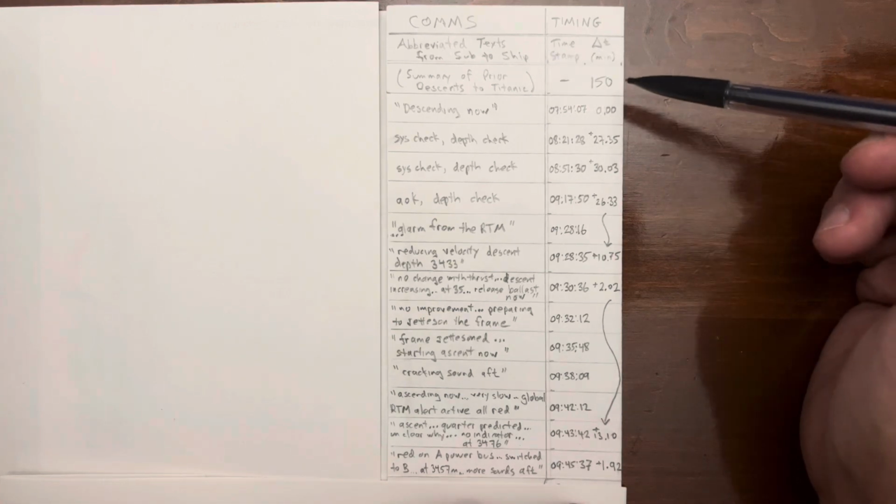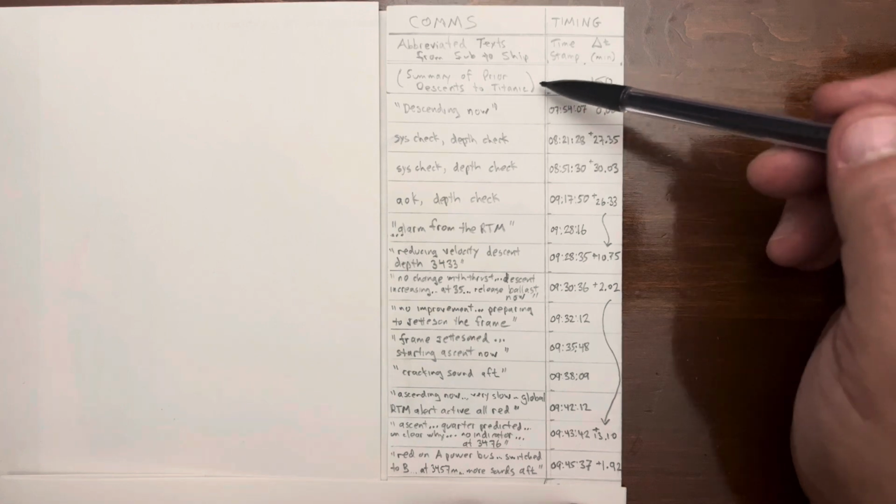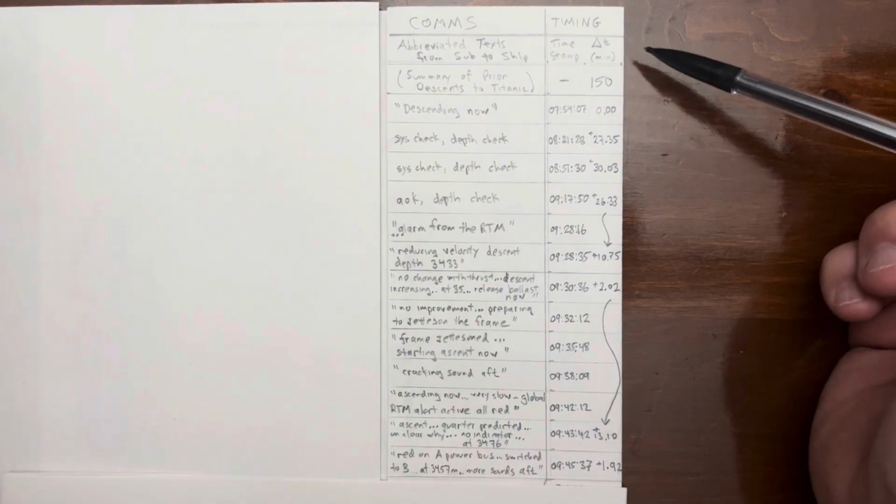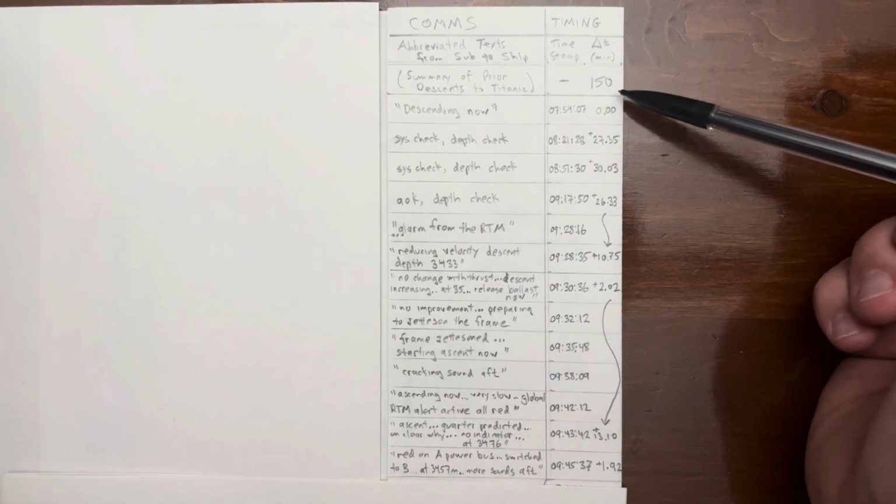So the abbreviated text is here. We're going to ignore this line for now. This will show up later in the calculations. All this shows is that during prior descents to the Titanic, it would take about 2.5 hours, or 150 minutes.